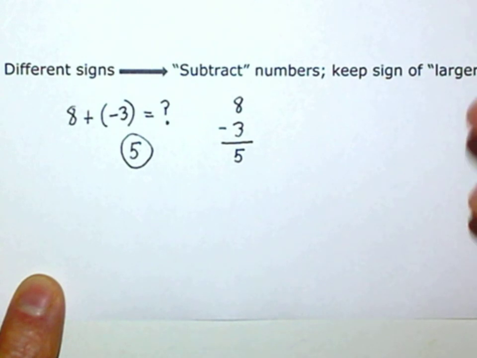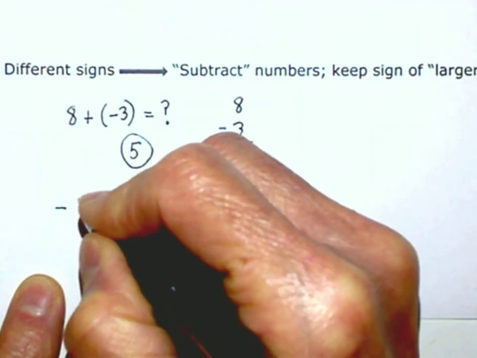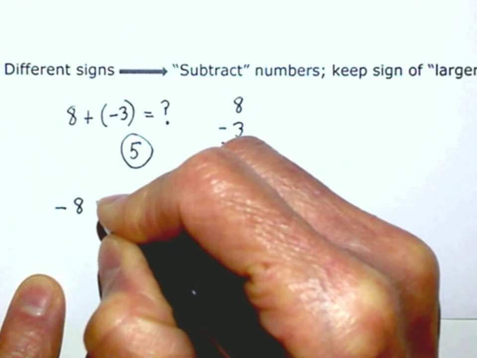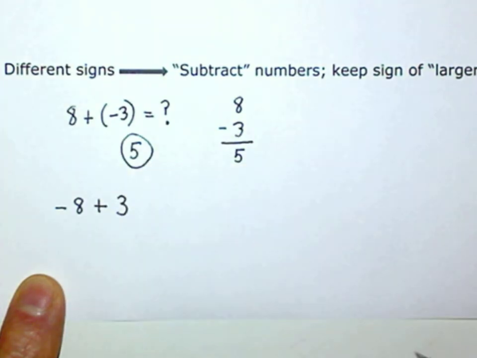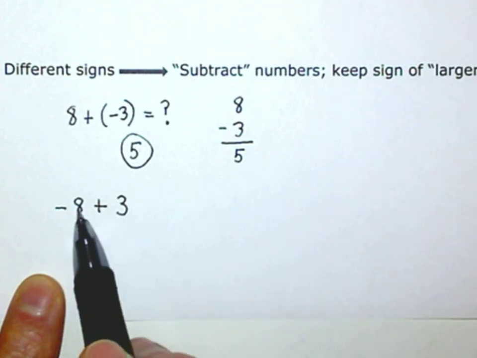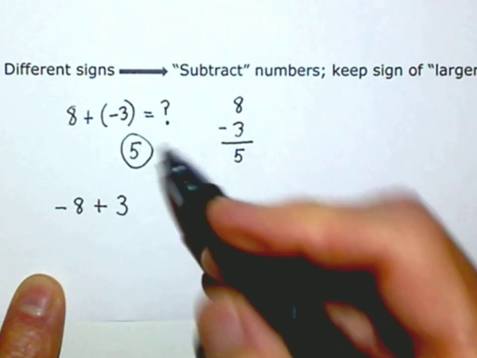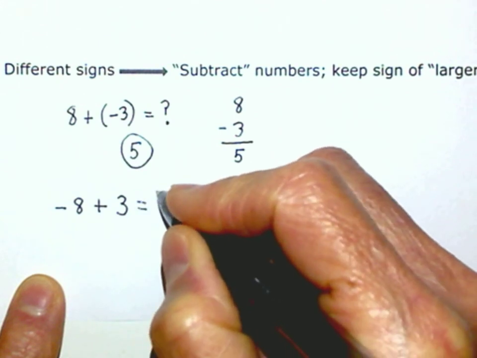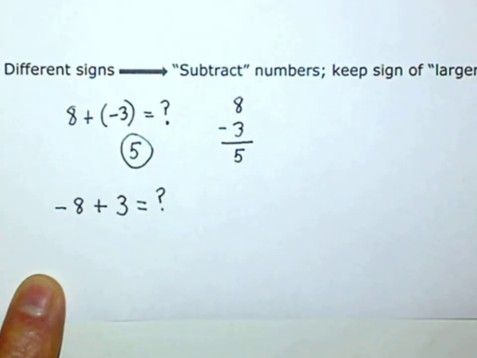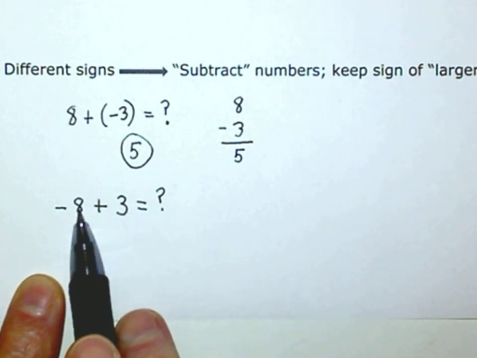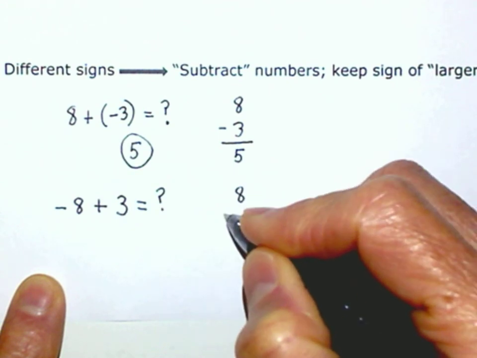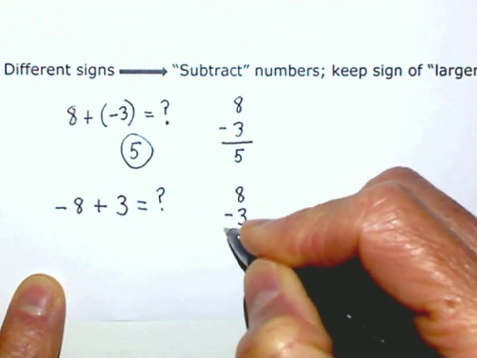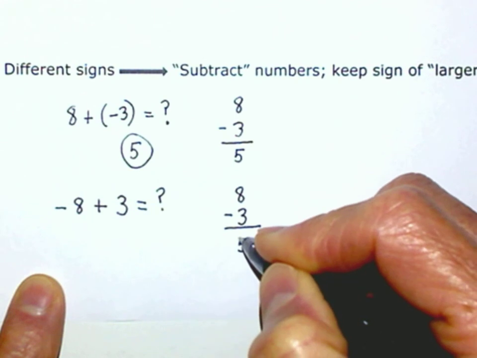Okay, let's switch that around and take negative 8, add positive 3. Okay, I have different signs. The 8 is negative, the 3 is positive. What is my answer? Okay, let's ignore the signs for a minute. 8 is bigger than 3, so 8 on top, subtract 3. Okay, I get 5.